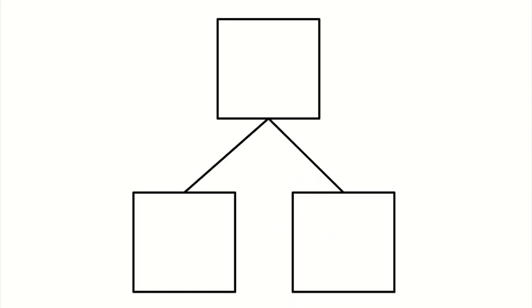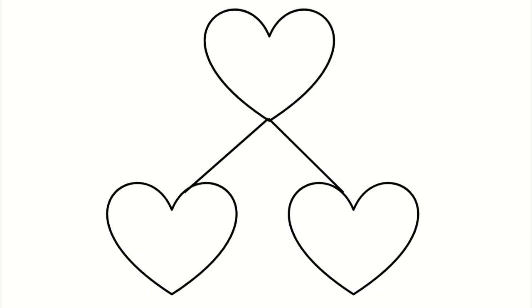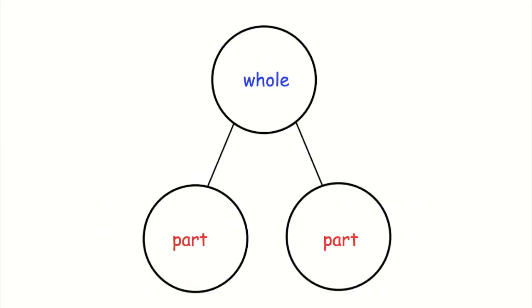Number bonds can be represented with a variety of shapes as well, not just circles. Here are some number bonds made out of squares. And here's a number bond made out of hearts. It doesn't really matter what shapes there are. The most important thing to remember is that the two sections that are parts combine to make a whole.